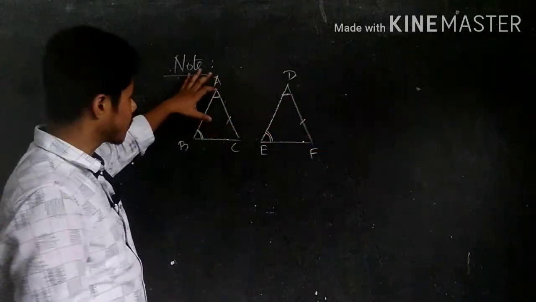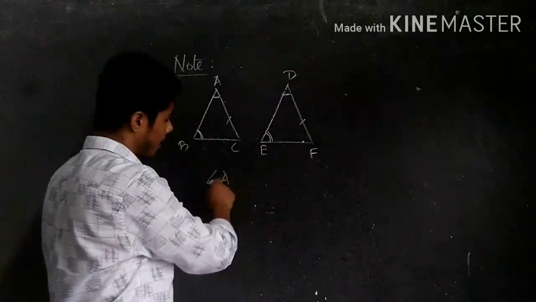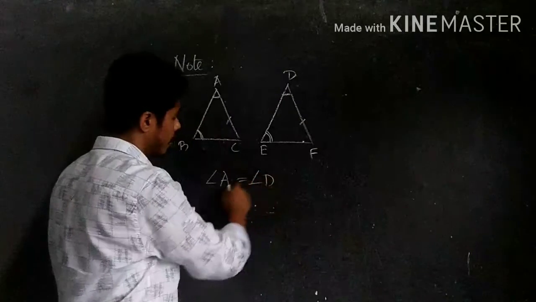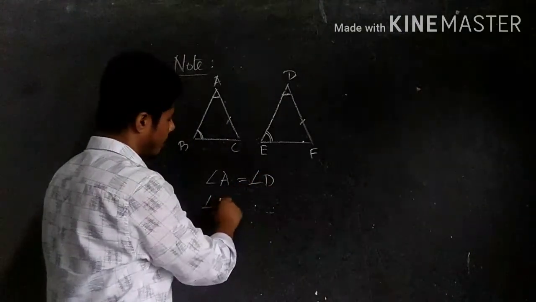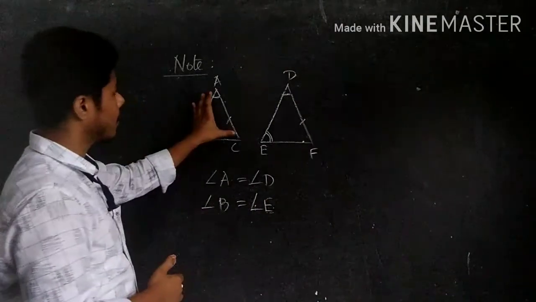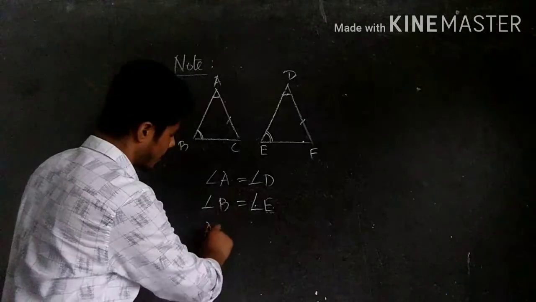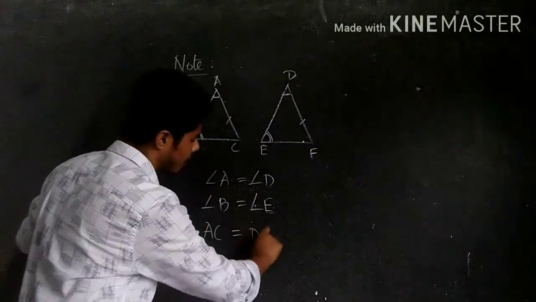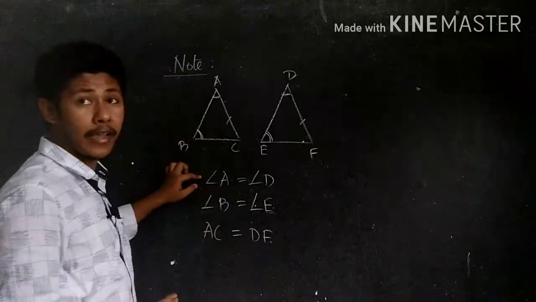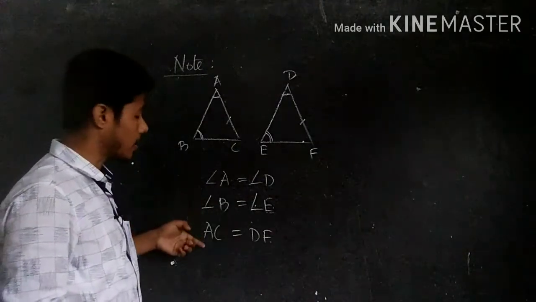In this case, you see angle A is equal to angle D. We can apply angle A is equal to angle D, as well as angle B is equal to angle E, and finally the side AC is equal to DF. So that's how we can say AC is equal to DF. Now the first one is angle, isn't it? The second one is angle, and the third one is side.